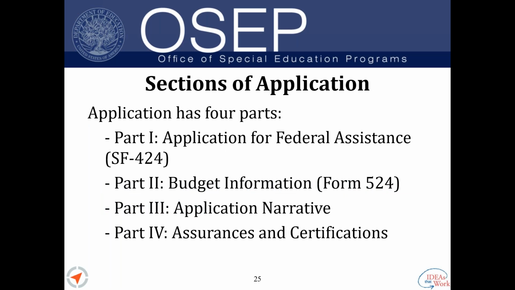Again, the 4 parts of the application include Part 1, which is the application for federal assistance, which includes the SF-424 form. Part 2 is the budget information, and that's Form 524. Part 3 is the application narrative, and Part 4 is the assurances and certifications.